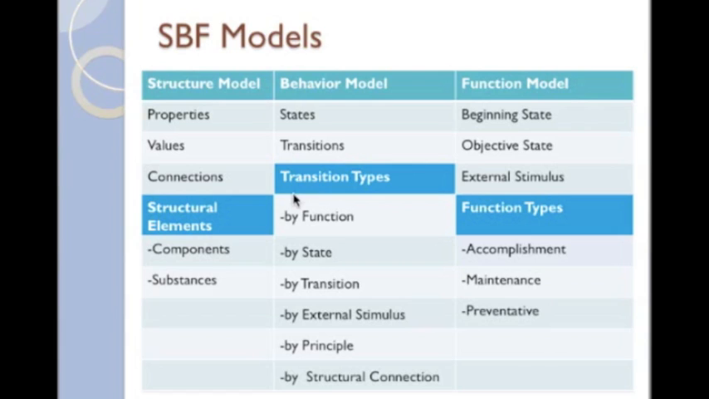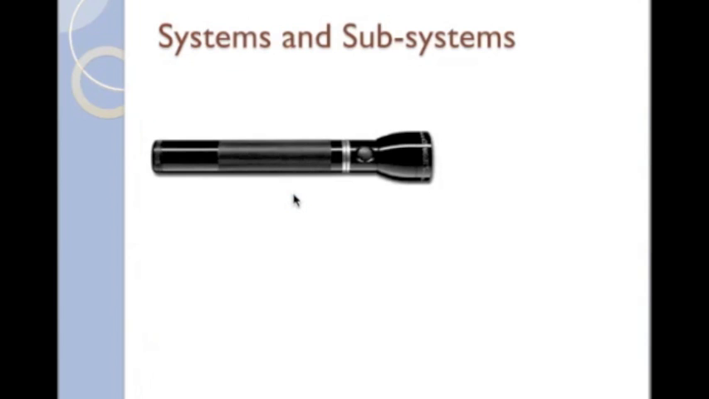We'll talk much more about all of these models and their parts in subsequent sections. For now, we just want to get a feel for the kinds of things we'll be talking about. The notion of systems and subsystems is very important for SBF models, so it's important to understand a little about them now. As we mentioned, a system is a group of objects that together accomplish some function.